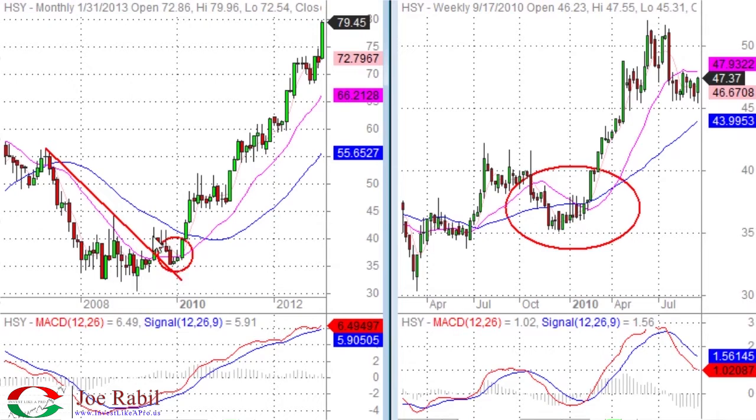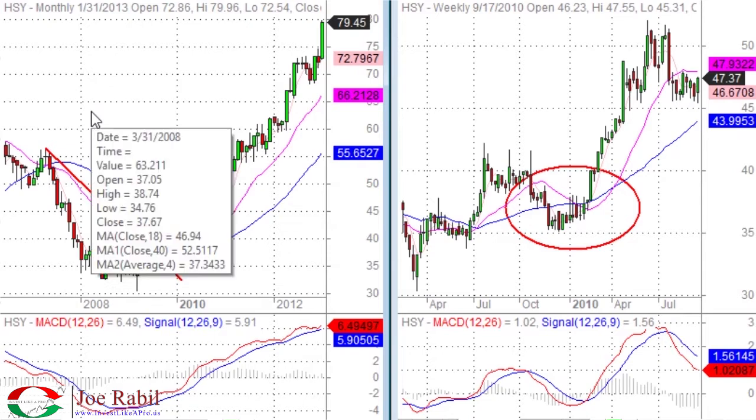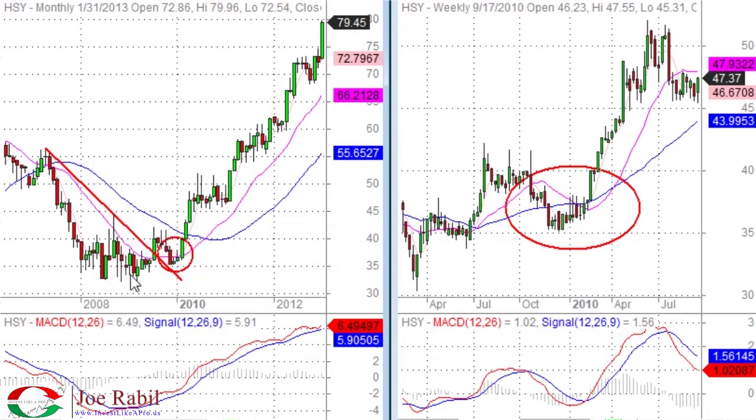So the 1, 2, 3 change in trend that I have discussed in the past is: you're breaking the trend line, that's 1. The test of the low, that's 2. And when you take out this high, this prior peak up around 42, that would be the 3 change in trend signal.